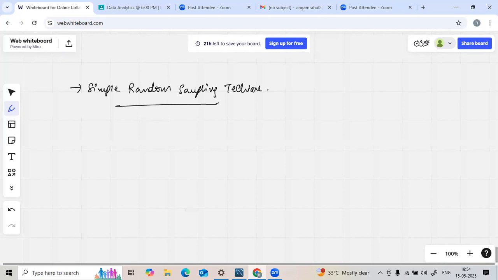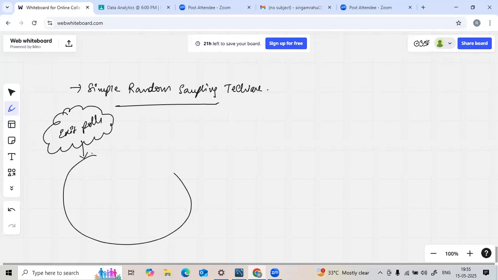Now, what is the simple random sampling technique? See, take a simple case. Just now we discussed an example called exit polls. What is going to happen here? There is a constituency, and you just want to do a quick survey on which party is going to win, which party is going to lead.